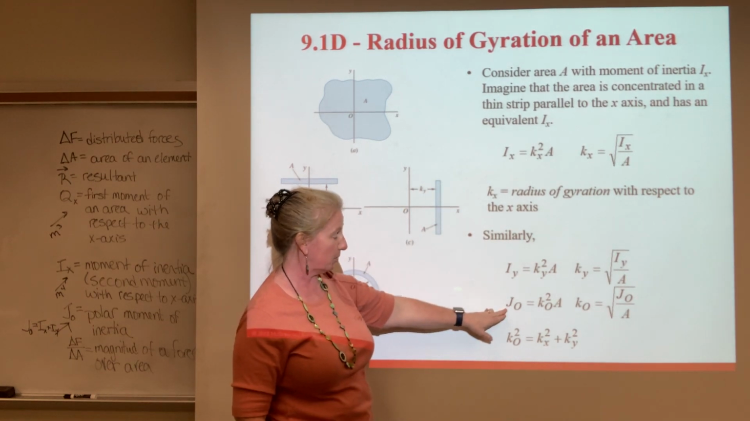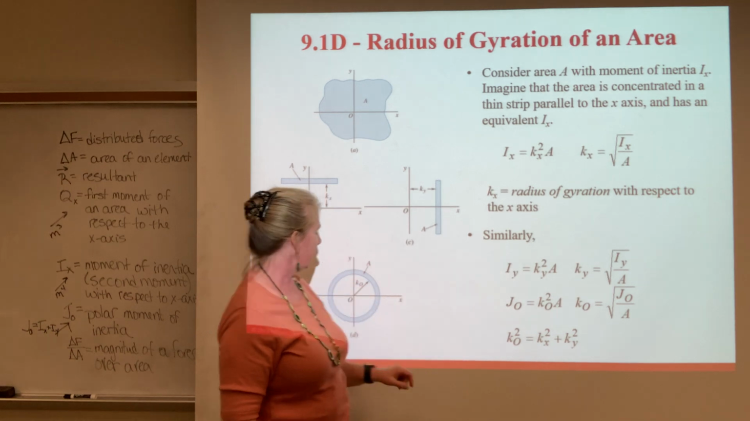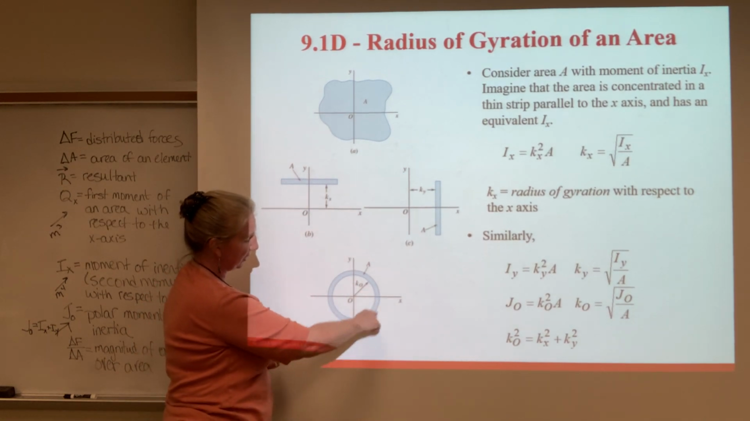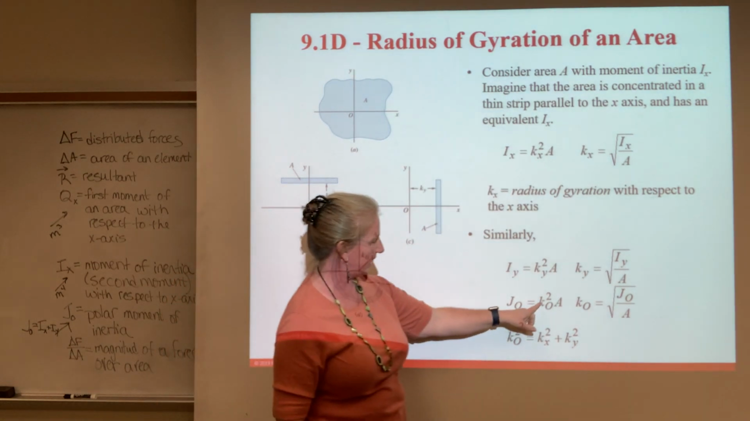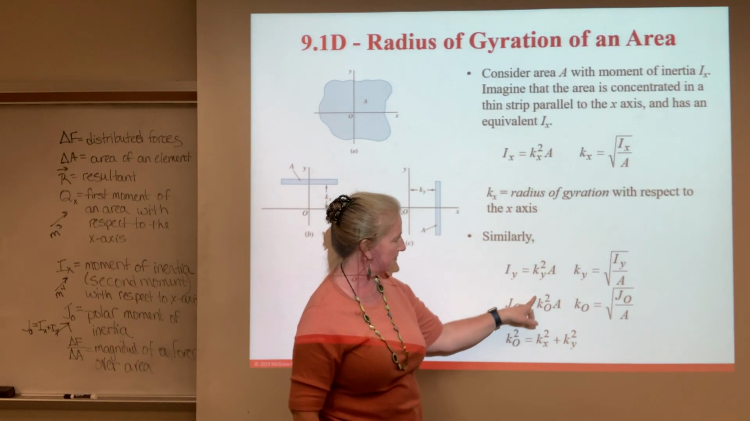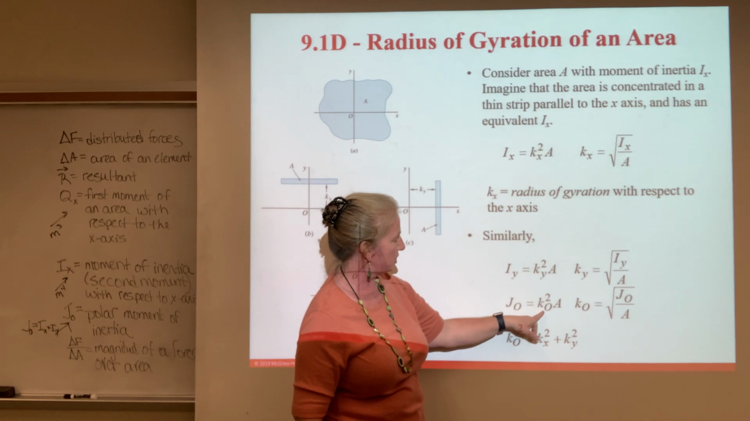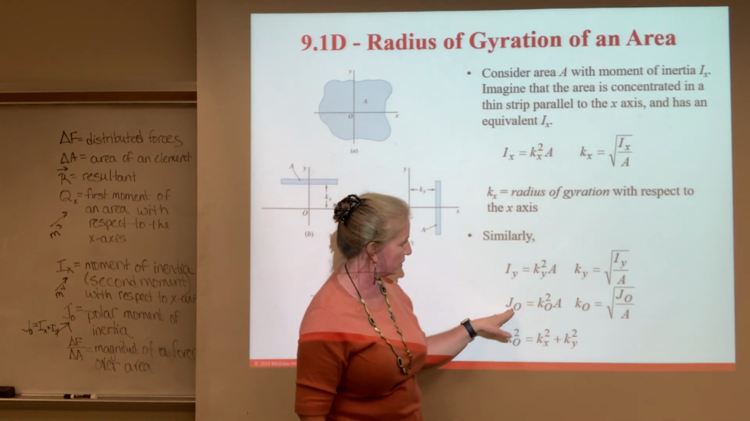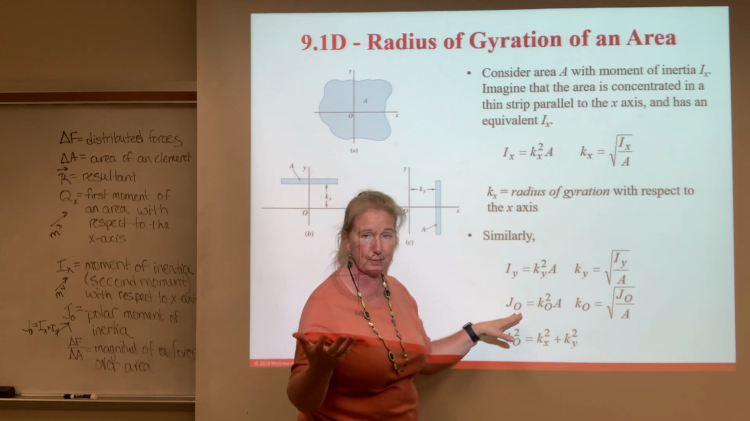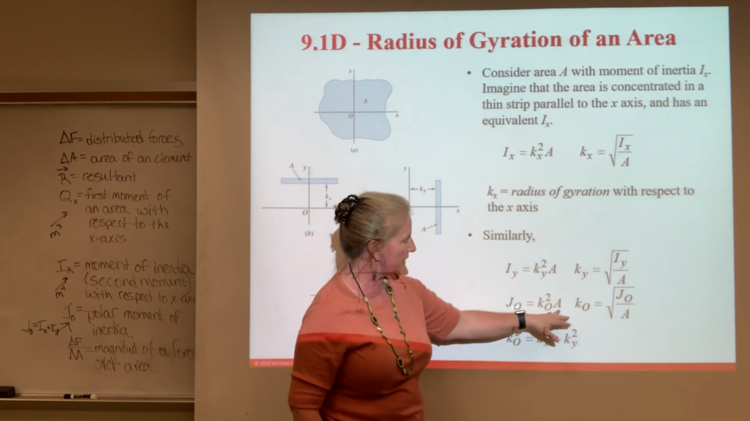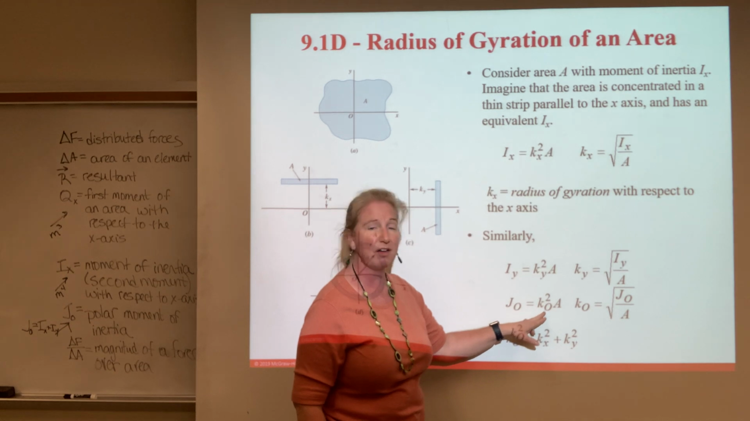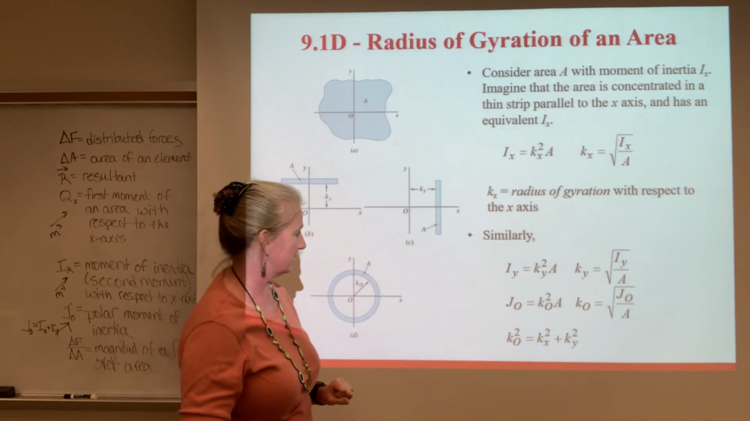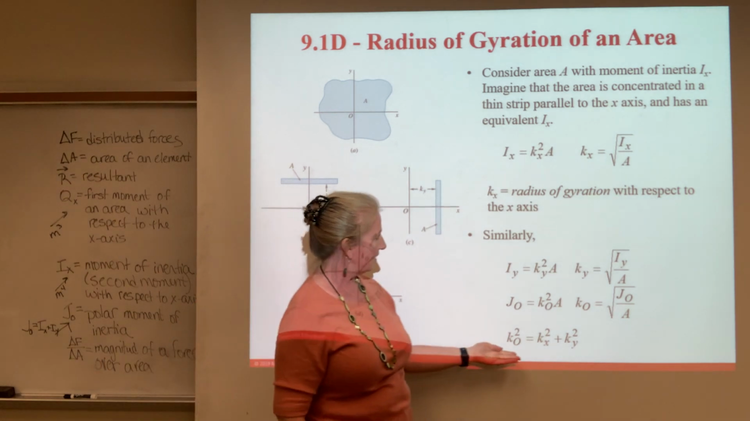I also have a polar moment of inertia. With a polar moment of inertia, you end up with a circular ring. So I have that same radius of gyration. And again, typically you would know the polar moment of inertia or be able to look it up, figure out the area, and then solve for this radius of gyration. Again, we'll use that in some other calculations.